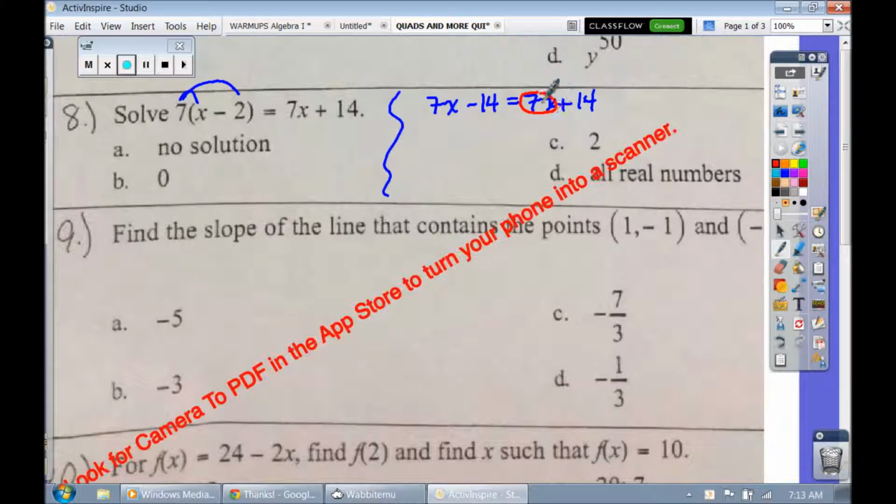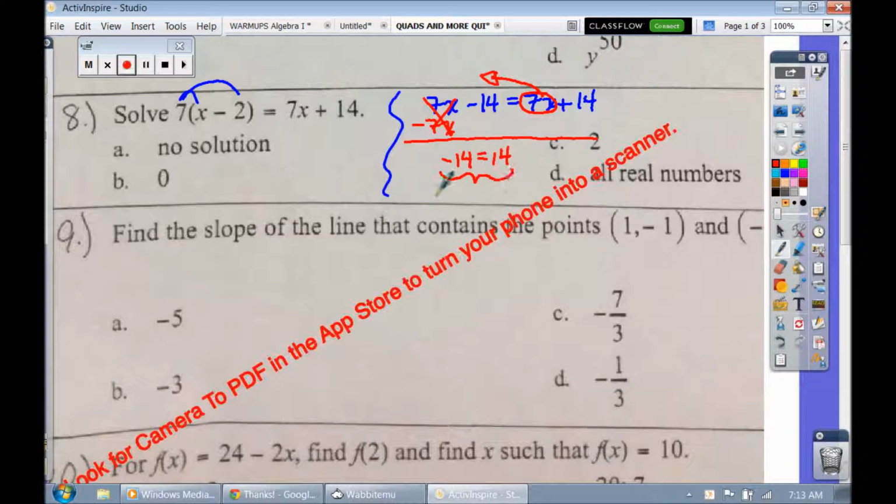So I'm going to take that 7x and move it over to the other side, but it's going to be minus 7x. So what's going to happen to 7x minus 7x? Well, it cancels out. So bring down what you have left. Negative 14 equals 14. What's wrong with that statement?